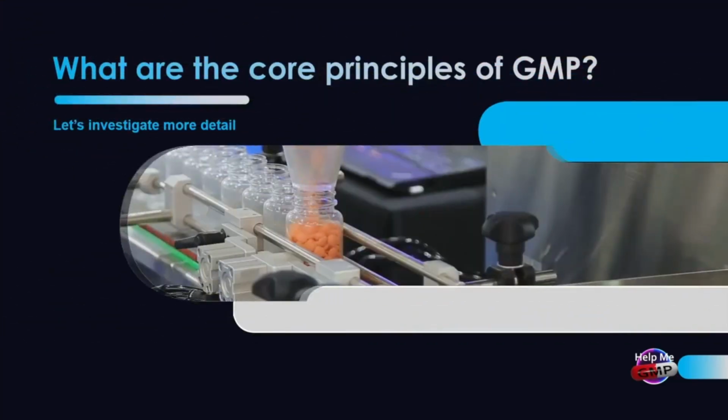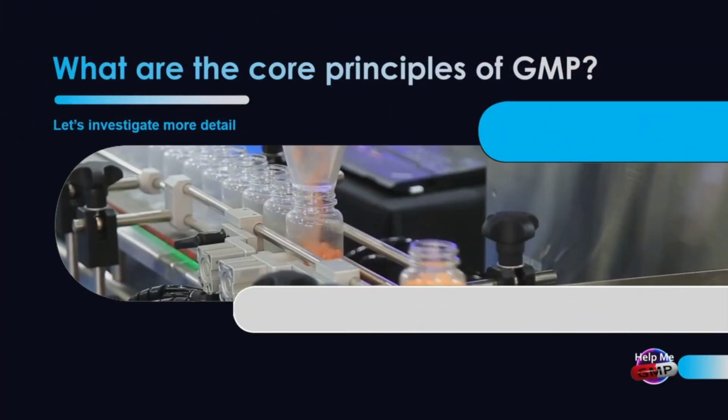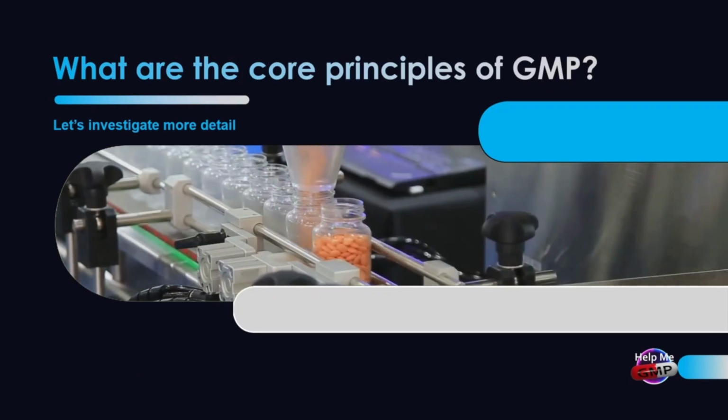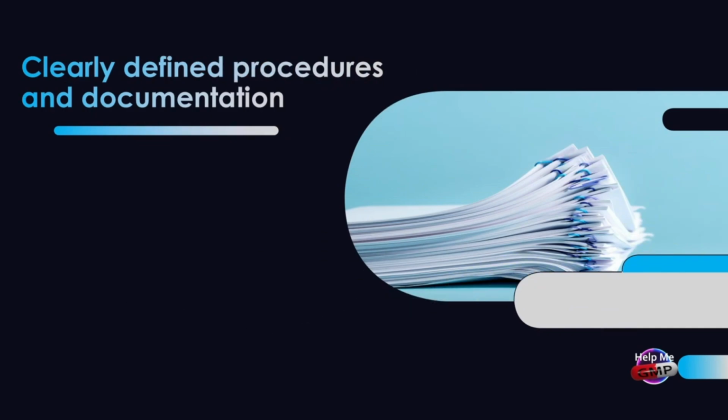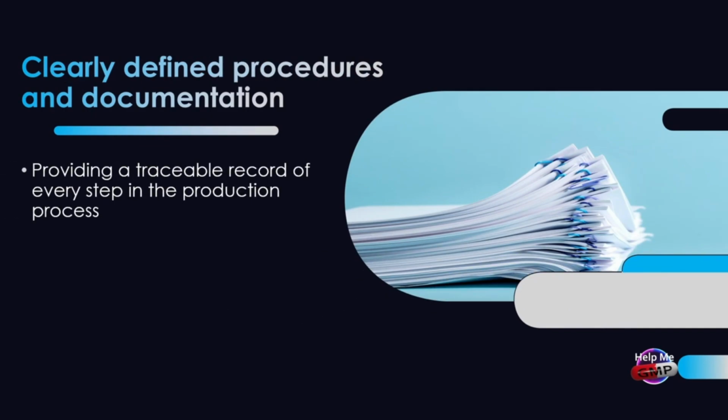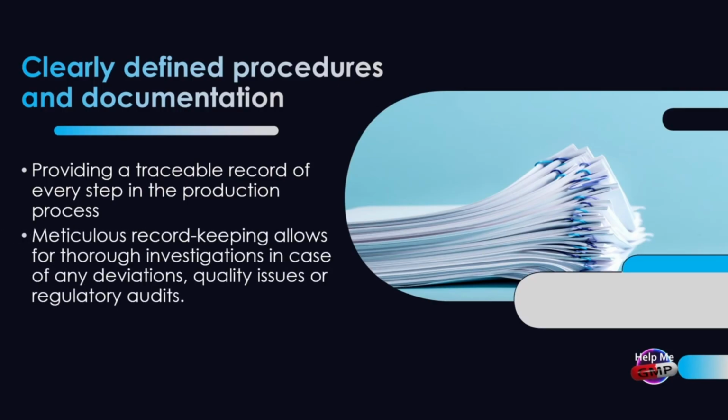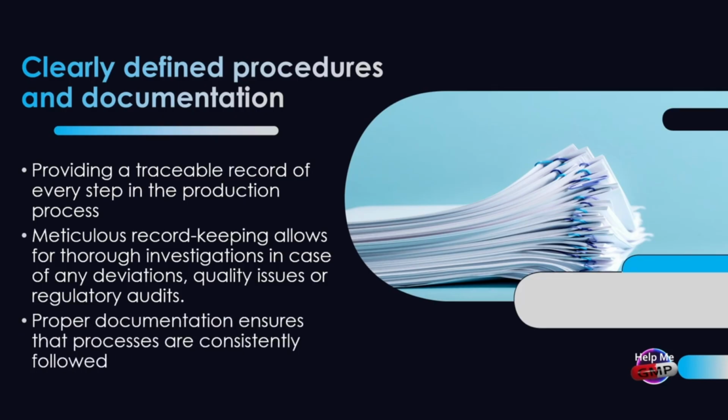But what are the core principles? Well, GMP encompasses a wide range of activities within the pharmaceutical manufacturing process. Clearly defined procedures and documentation are essential components of good manufacturing practice, providing a traceable record of every step in the production process. This meticulous record keeping allows for thorough investigations in case of any deviations, quality issues or regulatory audits. Proper documentation ensures that processes are consistently followed and that any errors or deviations can be traced back to their source.